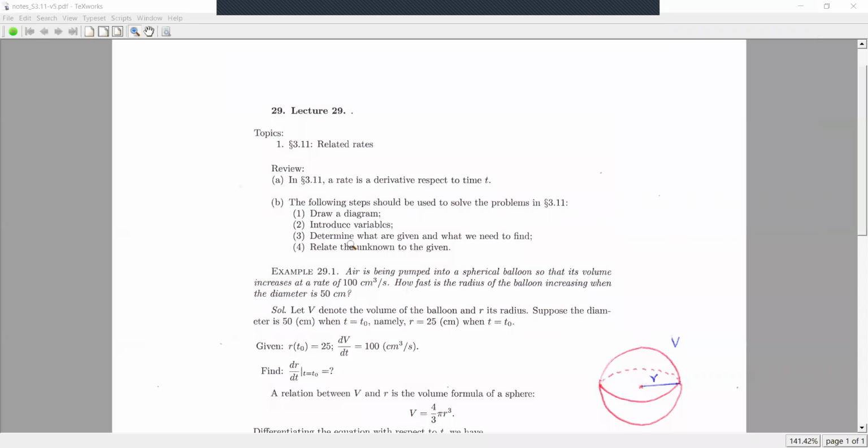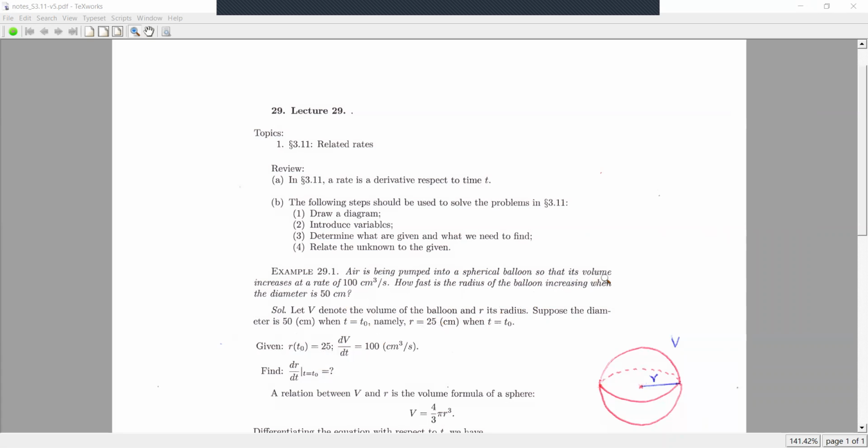Step 3. Determine what is given and what we need to find. Initially, when time is 0, the volume of the balloon may or may not be 0. I don't know. But as the volume increases, I'm sure there must be some instant when the diameter is 50 cm or the radius is 25 cm. Let me denote that instant by t0. That is, when time is t0, the radius is 25.